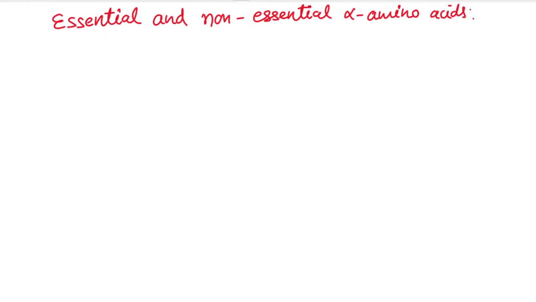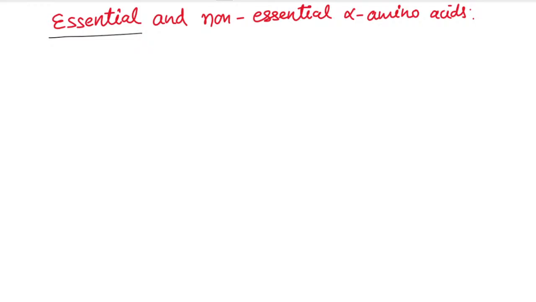Essential means what? The essential alpha amino acids are the amino acids which cannot be synthesized by our body. They are not synthesized by our body, they are obtained from the diet. So such alpha amino acids are called essential. And non-essential means those which can be synthesized by our body.